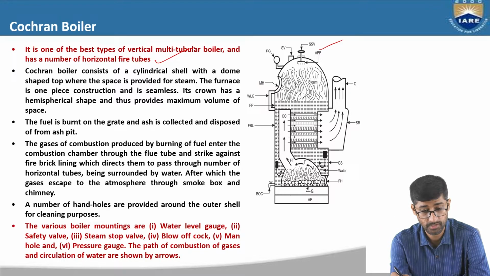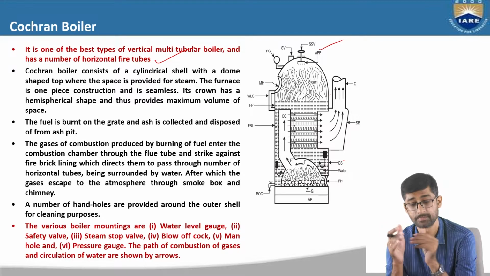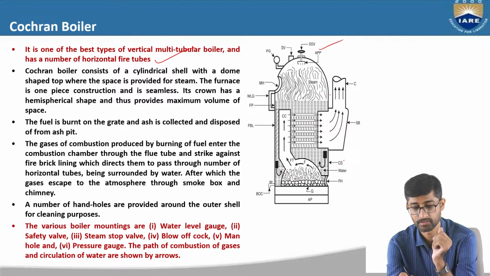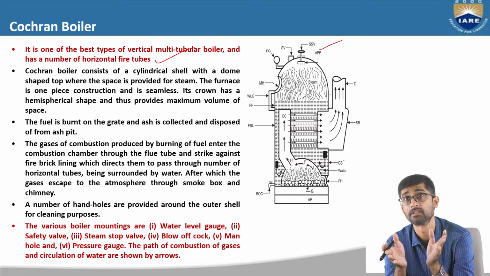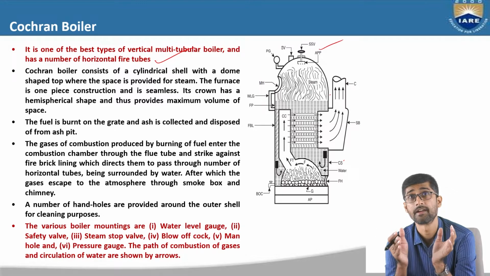And it consists of a cylindrical shell with a dome shape. If you see, it is a dome shape where more space is provided for producing steam. The furnace is one-piece construction and it's seamless, right? And its crown has a hemispherical shape. If you see here, the furnace is hemispherical in nature because there is more heating space. A hemispherical shape will provide the maximum volume of space for heating purposes.